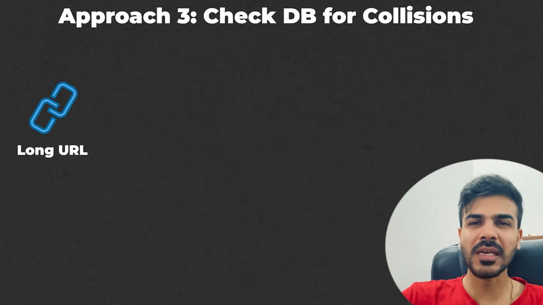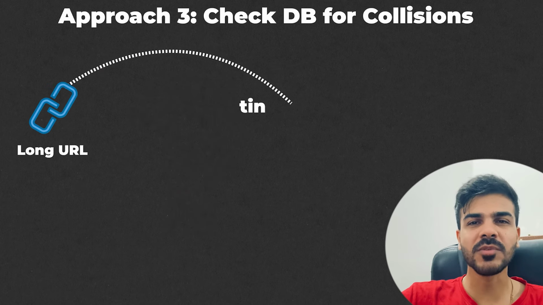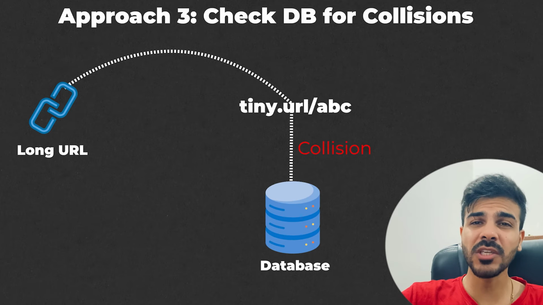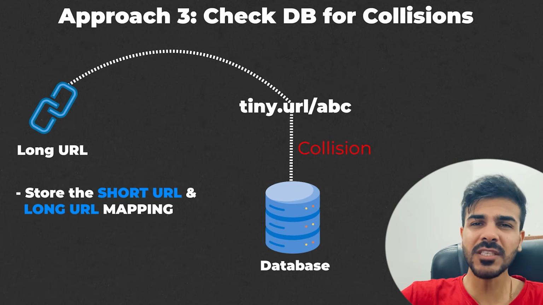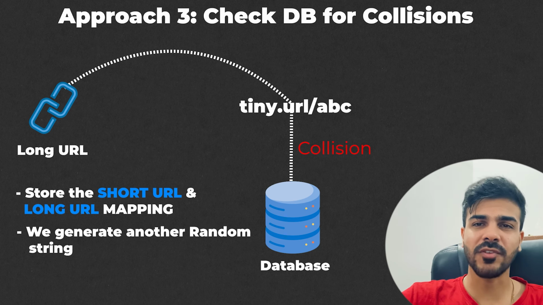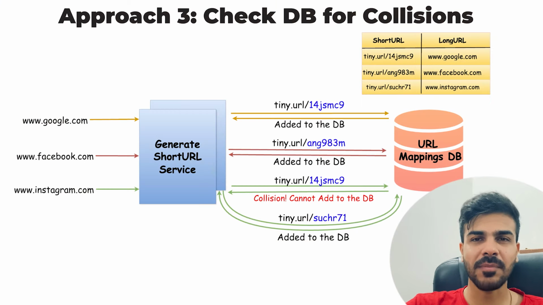When a new long URL comes in, we generate a random string like usual. If the random string doesn't cause a collision in our database, we just store the short URL and long URL mapping like we usually do. But if the random string does cause a collision, we generate another random string and check again until there's no collision. Let's take an example.